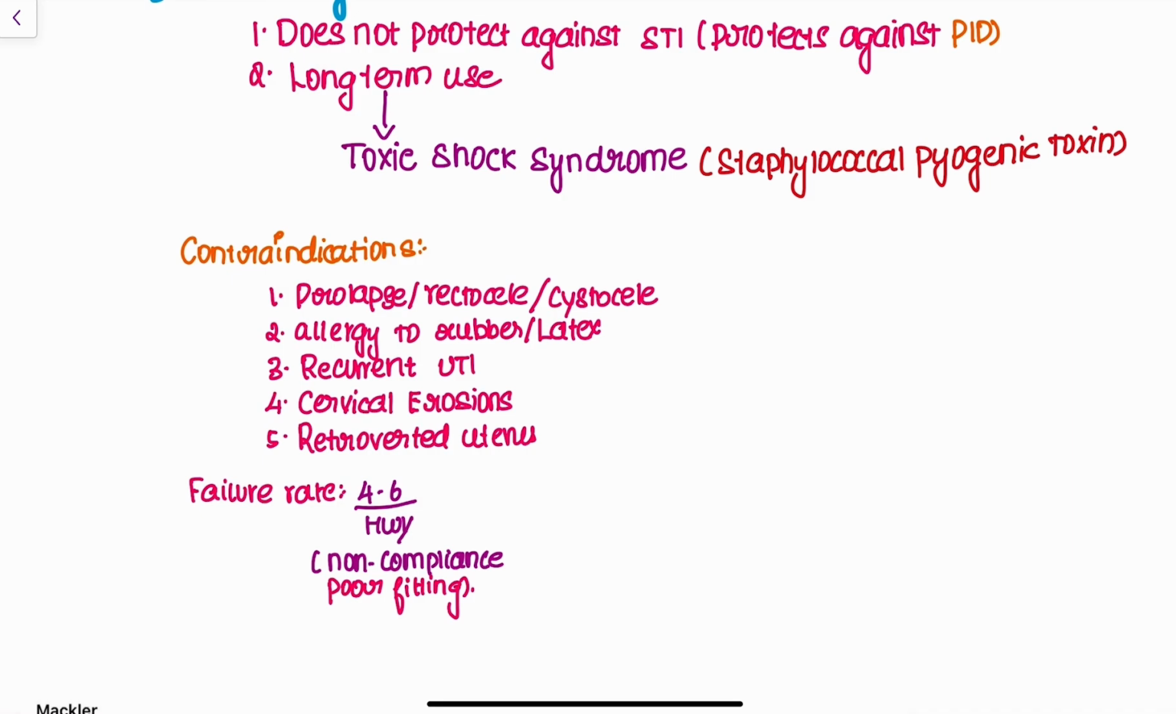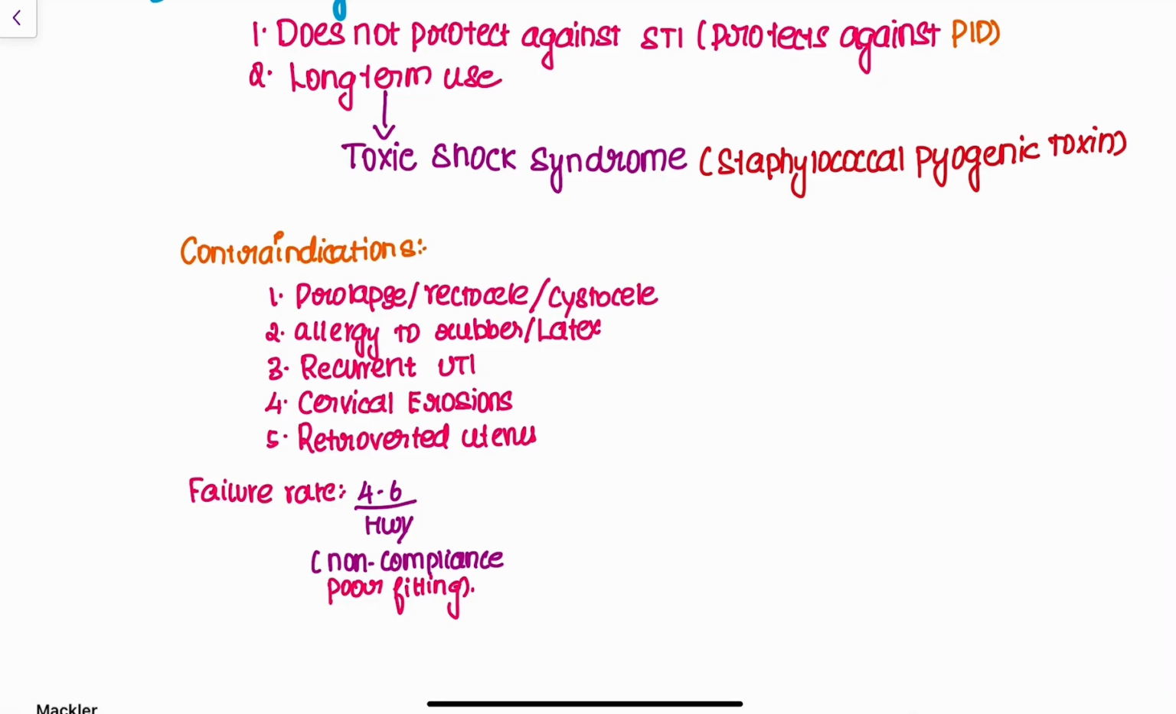Clear? Yes. Now the failure rate of this diaphragm is between 4 to 6 per 100 women-years. For spermicidal agent, the failure rate is 15 to 25%, right? But here the failure rate of this diaphragm is 4 to 6 per 100 women-years. So out of 100 women who have used this diaphragm as a barrier contraceptive, about 4 to 6 women ended up in conception. When compared to the male and female condom, the diaphragm has a comparatively lesser failure rate, right? And this failure is also due to non-compliance and poor fitting.